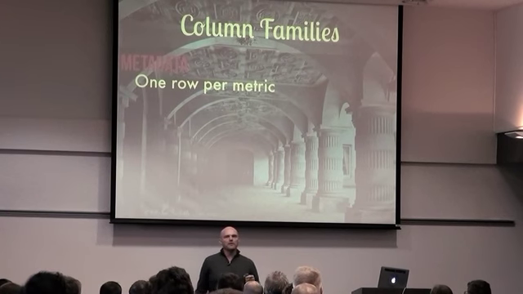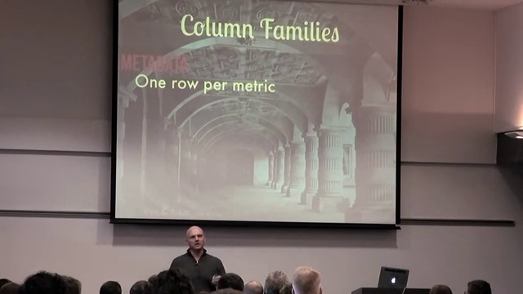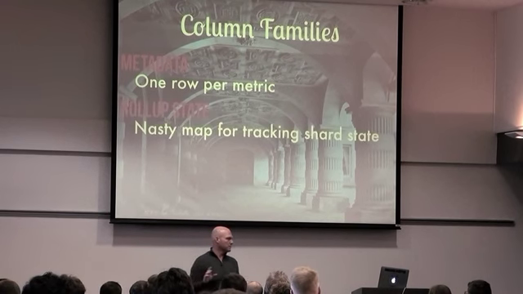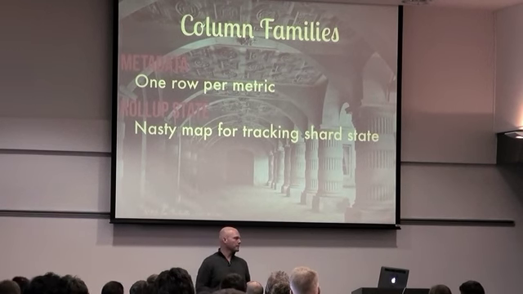There's also a column family that stores the metadata, and this ends up being also 1 row per metric, and it's just a simple key value. This is where we store lots of different things. This is where we'll put the units, things like that.